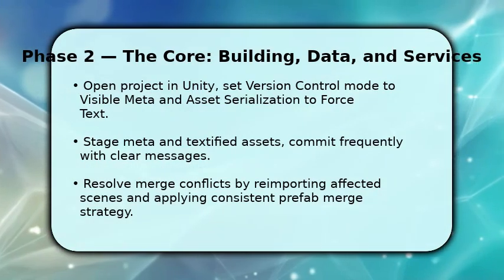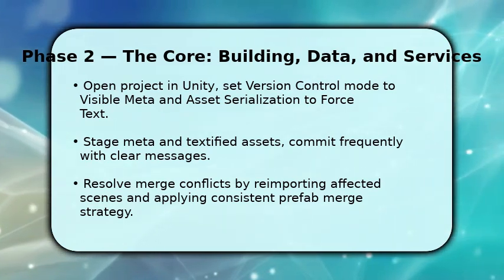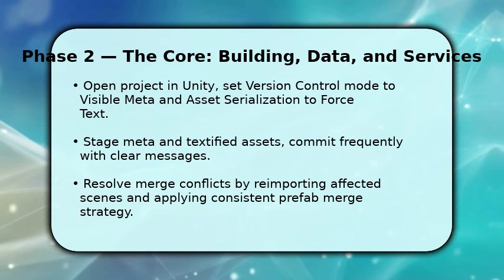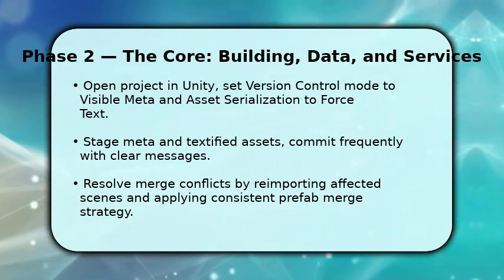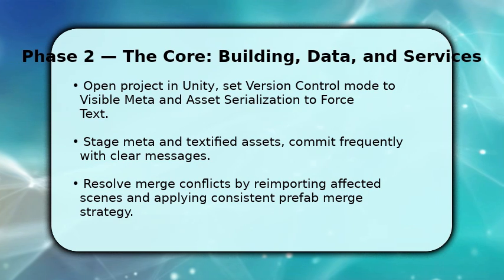In Unity, switch version control to Visible Meta Files and asset serialization to Force Text. This makes merges workable. Then, in your local repo, stage the meta files and scene YAML. Commit with concise messages so history is clear.